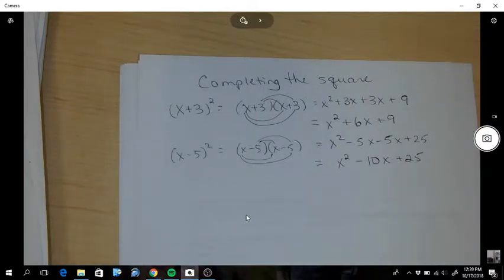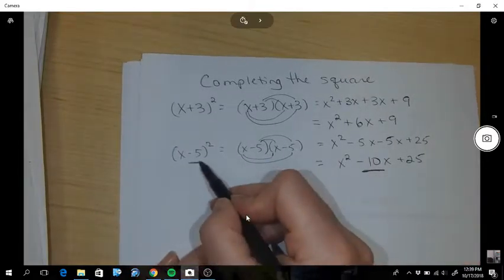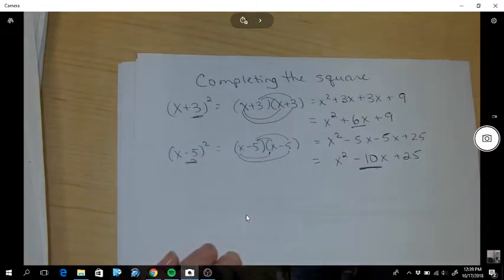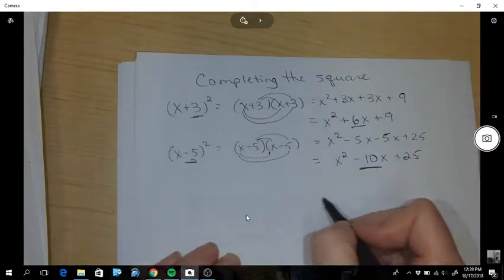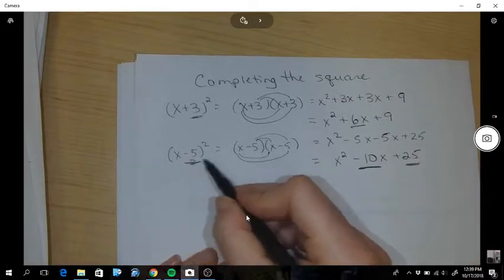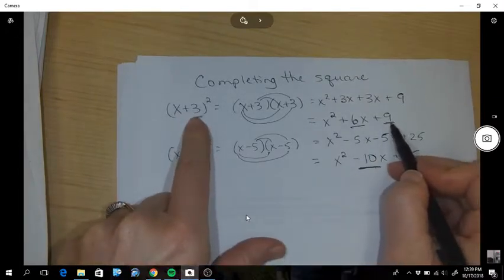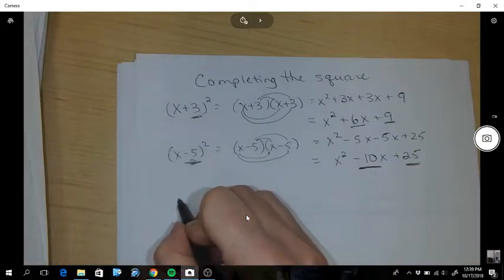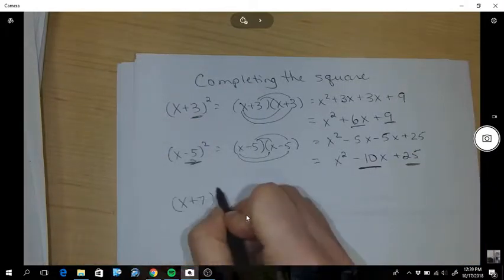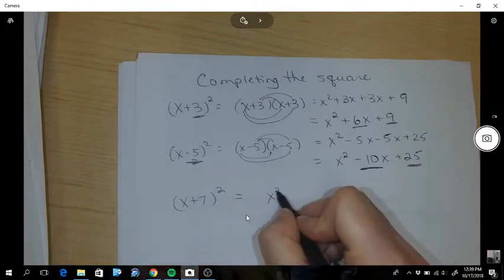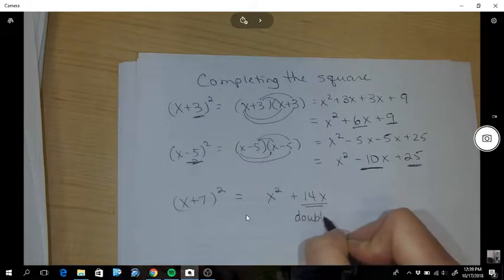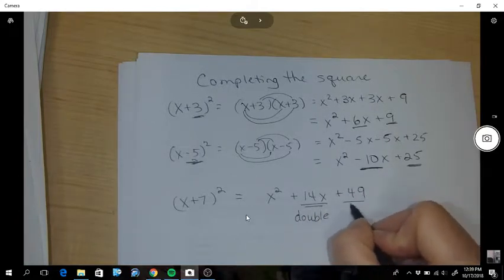Okay, can you see a pattern? Do you notice a relationship between this number and this number? Right, it's doubled. And this number and this number, it's squared. So if I go (x + 7)², you know that this is 14x, doubled, and this is 49.